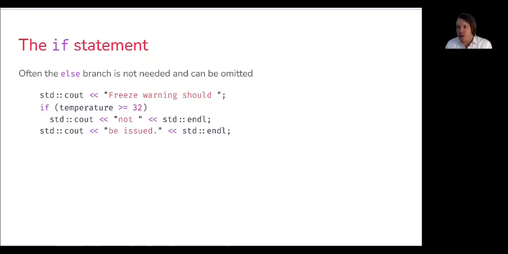For instance, we could simplify the above snippet of code by essentially having the following. "Freezing warning should," and then if the temperature is greater than or equal to 32, we could insert "not" into the stream, and then we could always insert "be issued" into the stream.